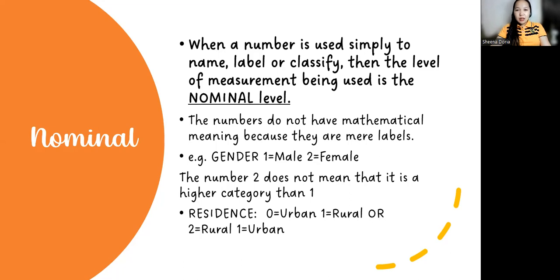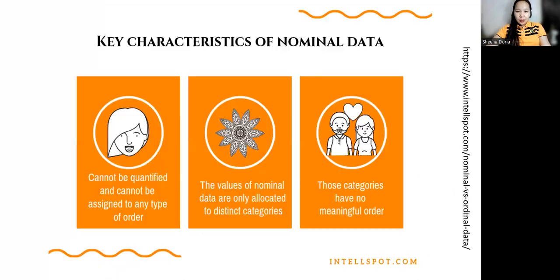So it doesn't mean that if I assign 2 to female and 1 to male, females are greater than male. So, hindi ganun yun. Okay? So, if the purpose of the number you assign to that data is just to classify or categorize, then the level of measurement is just nominal.